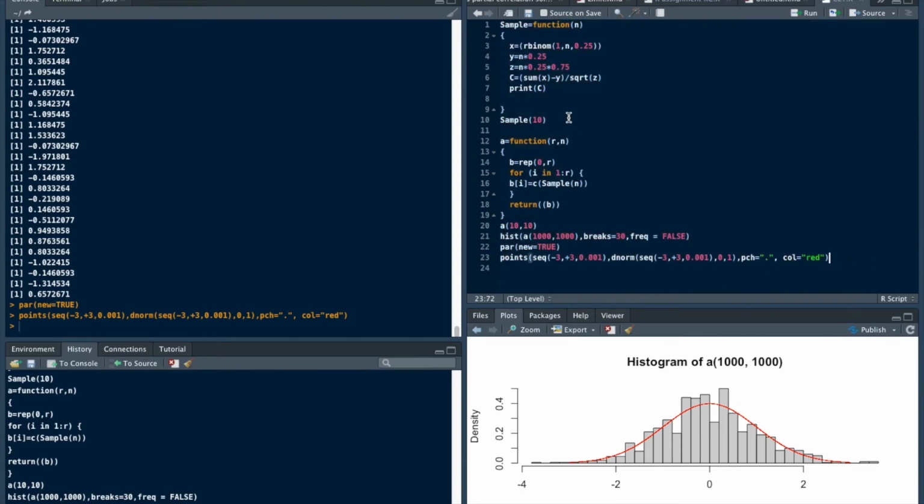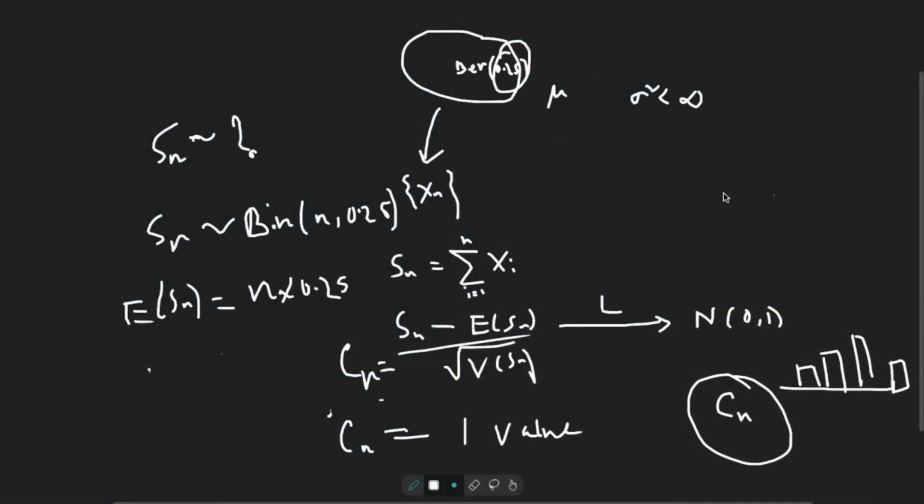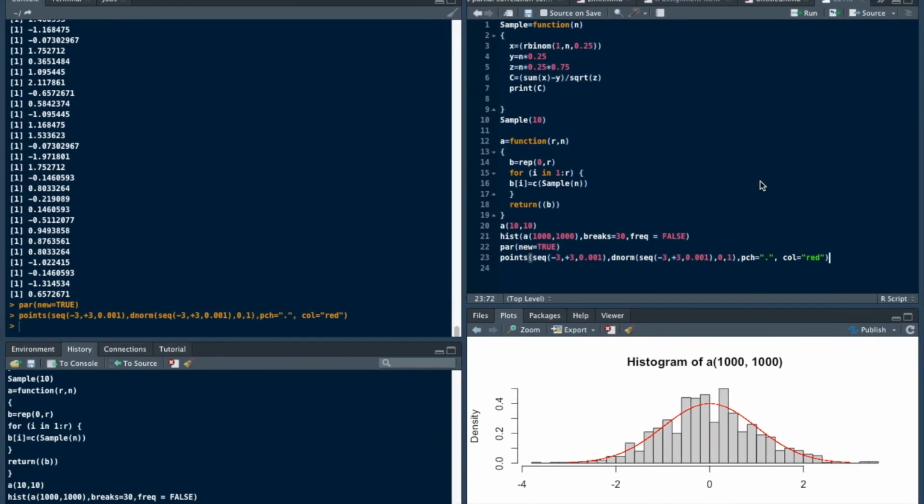So you can make it for exponential. Remember that if Sn doesn't have any specified distribution, then we can't apply the CLT. Let's go for the exponential one. For exponential distribution, let's clear this. rexp of n, let's say rate equals 5.